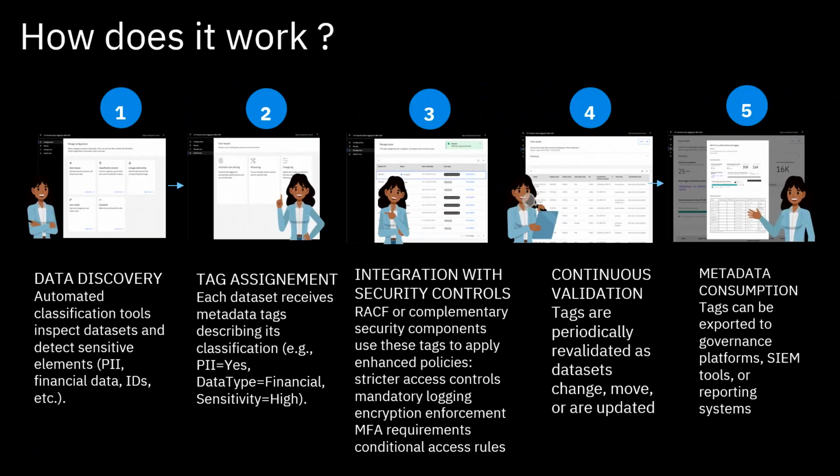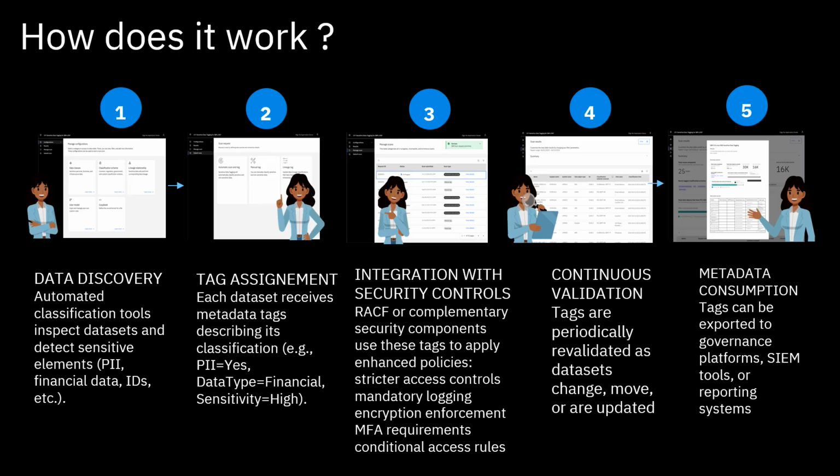Organizations can protect their sensitive data through the process of automated classification in 5 steps. First, data discovery, to analyze datasets and identify sensitive elements such as personally identifiable information, financial data, or identification numbers. Once these elements are detected, each dataset is assigned a metadata tag that describes its main characteristics, for example, whether it contains personal information, the type of data, financial, healthcare, etc., and its sensitivity level, high, medium, low.